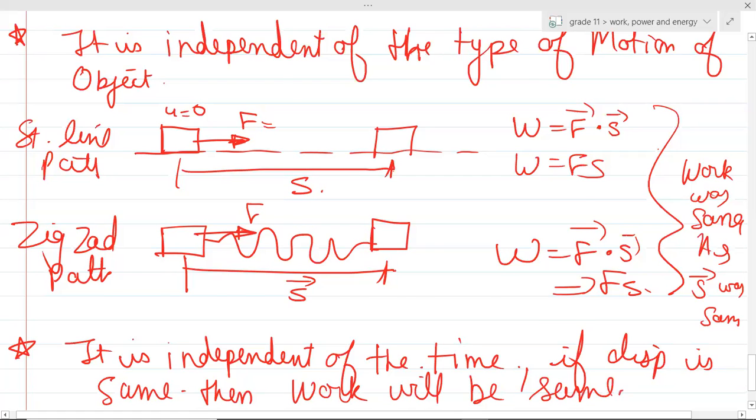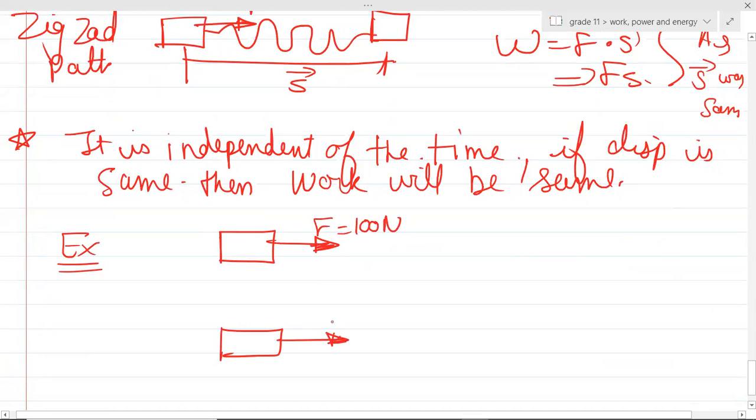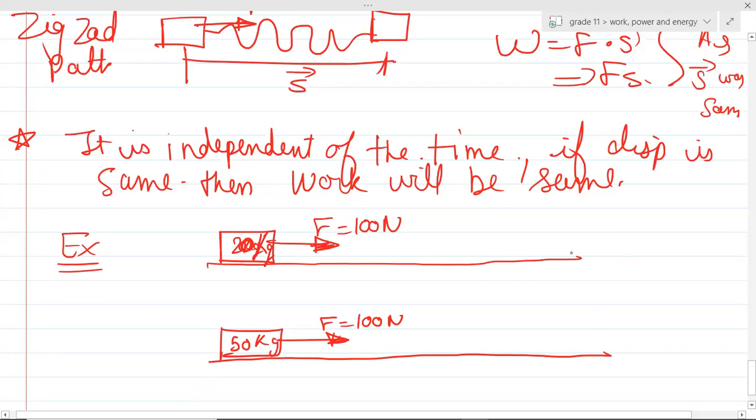For example, I will give you an example. One object, another object, 100 Newton force and 100 Newton force, same force. This object is 2 kg. Yeah, 2 kg is too much. This object is 20 kg and this object is 50 kg. So can anyone tell me what is the acceleration produced in both the cases?